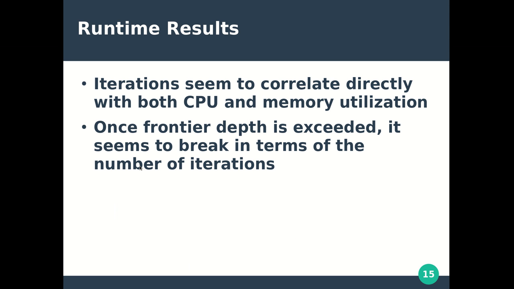And as I said, the iterations correlate to CPU utilization and memory utilization. So in the CSV files I put together that are in my repo, they all spike in the same place. And it's strange that once the frontier is exceeded, it does seem to break things, but it seems fairly consistent with that. So that's all I have.